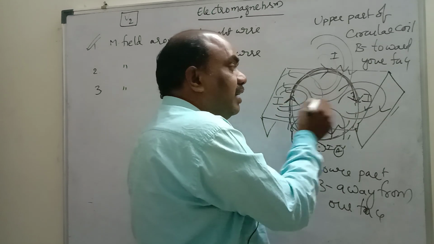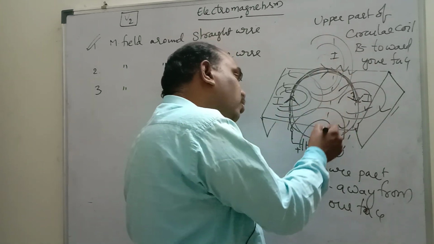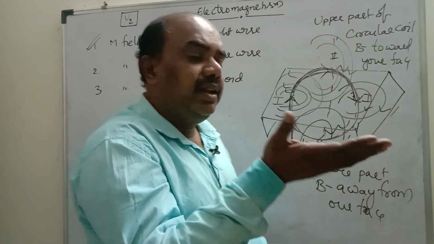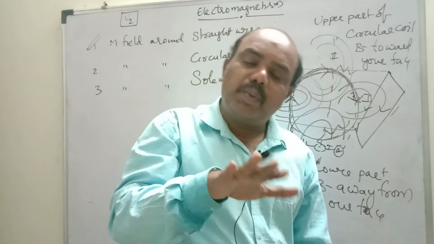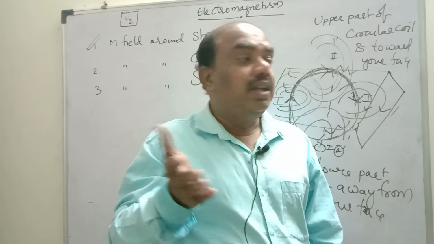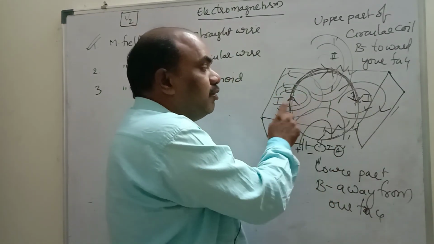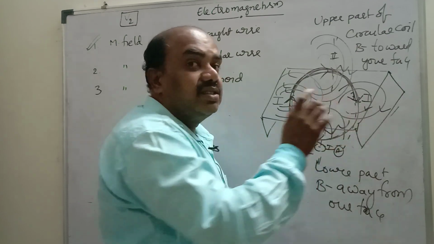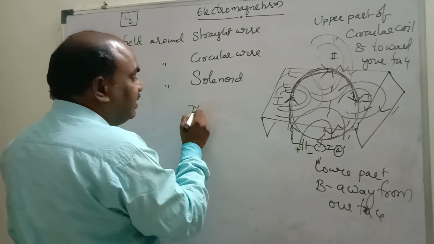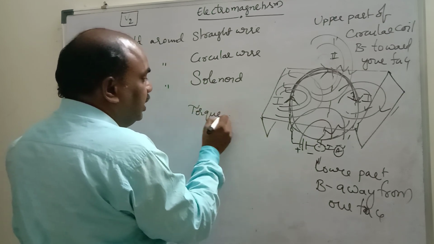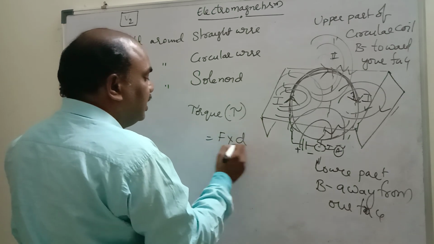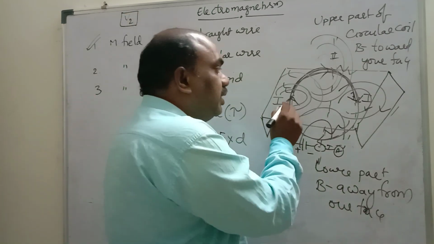These two are equal and opposite, so if you pivoted this ring on a metal rod, what will happen? This coil rotates clockwise or anti-clockwise, that depends on the requirement. That means two equal and opposite forces act on the coil. This is called torque. Torque is denoted by tau. Torque means force into perpendicular distance. Very, very important.